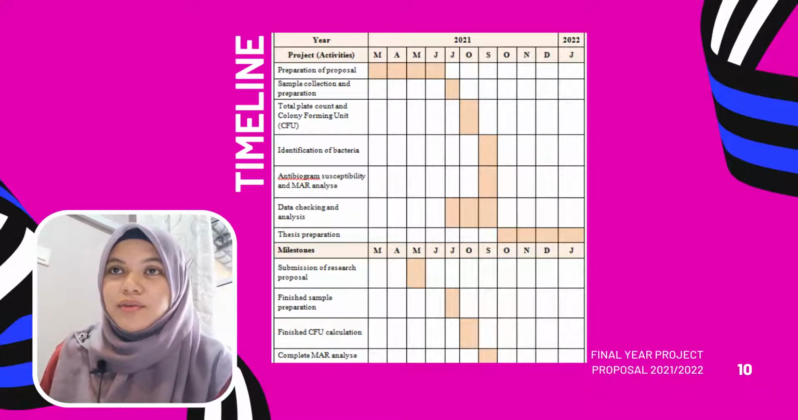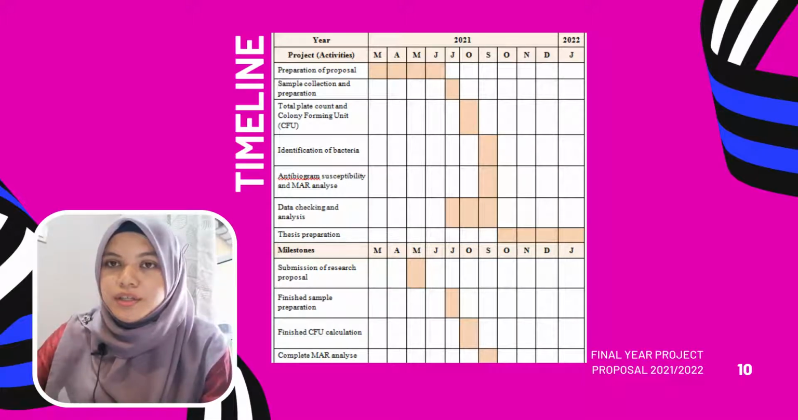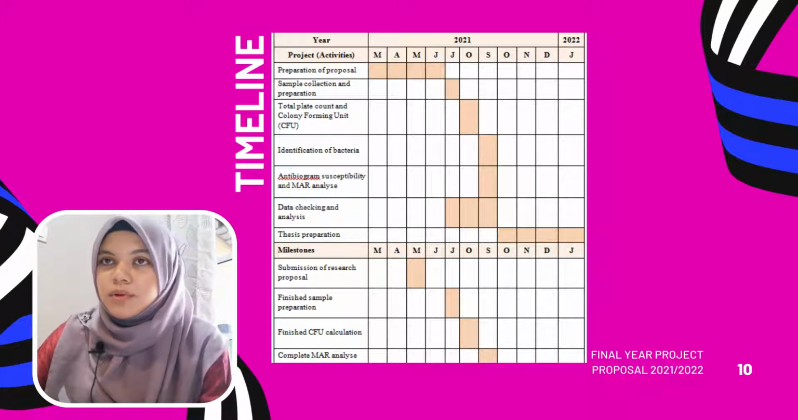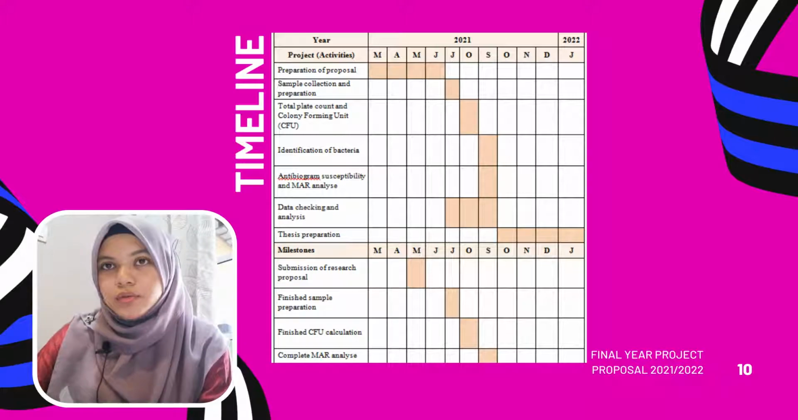Lastly, here is the timeline for the whole experiment, including producing the proposal, making the experiment, results, and completing the thesis. Despite the Malaysia control order, the duration needed will be from March 2021 until January 2022.